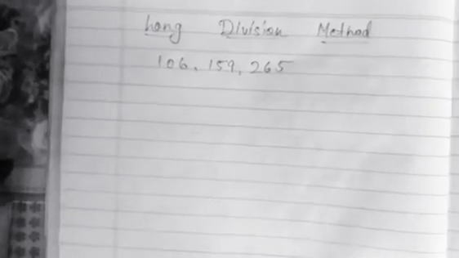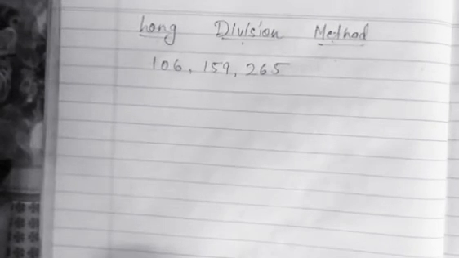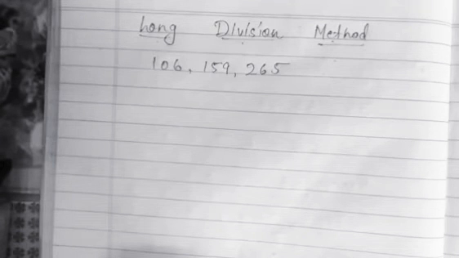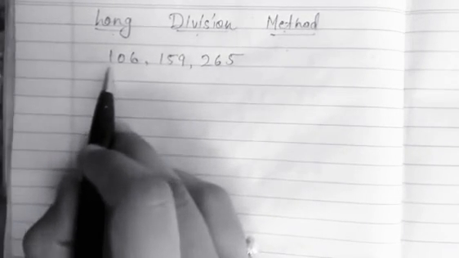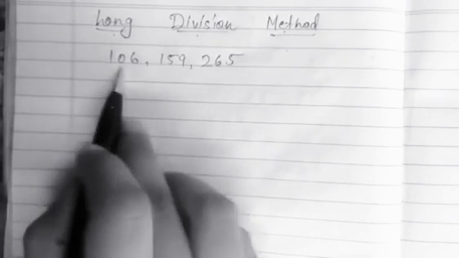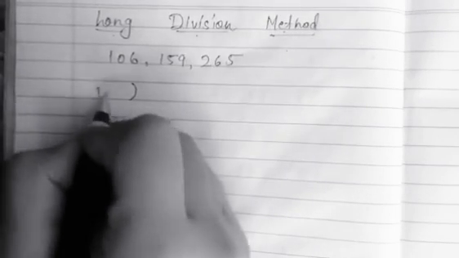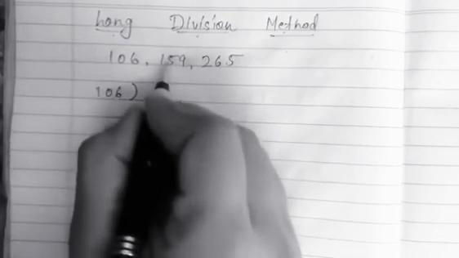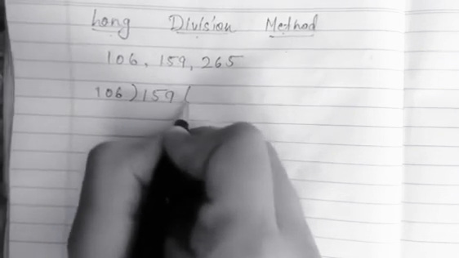The third method is the long division method. The steps are: divide the larger number by the smaller number. Continue this process till the remainder becomes 0. The last divisor is the required HCF of the given numbers. The numbers are 106, 159 and 265. You can take these two numbers. Take the smaller number, 106, as the divisor and 159, which is greater, as the dividend.